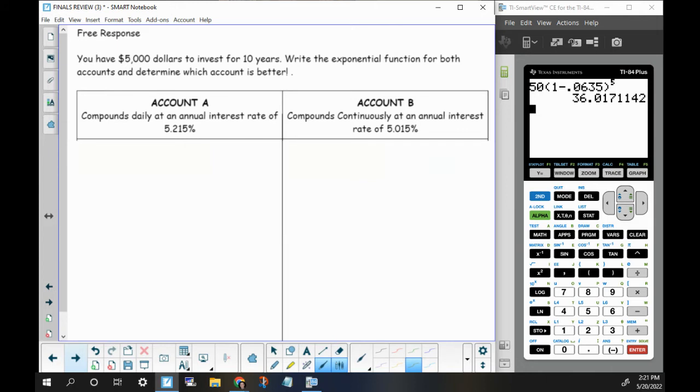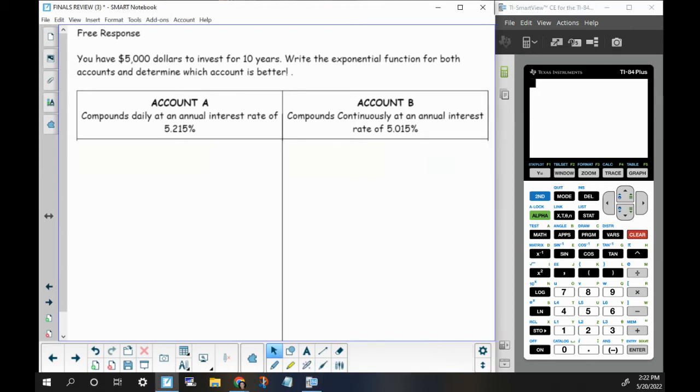All right, let's look at the next problem. This is going to give us good practice with compounding interest and continuously compounding interest. So it tells us we have $5,000 to invest for 10 years. It says write the exponential function for both accounts and determine which account is better. Account A compounds daily at an annual interest rate of 5.215%.